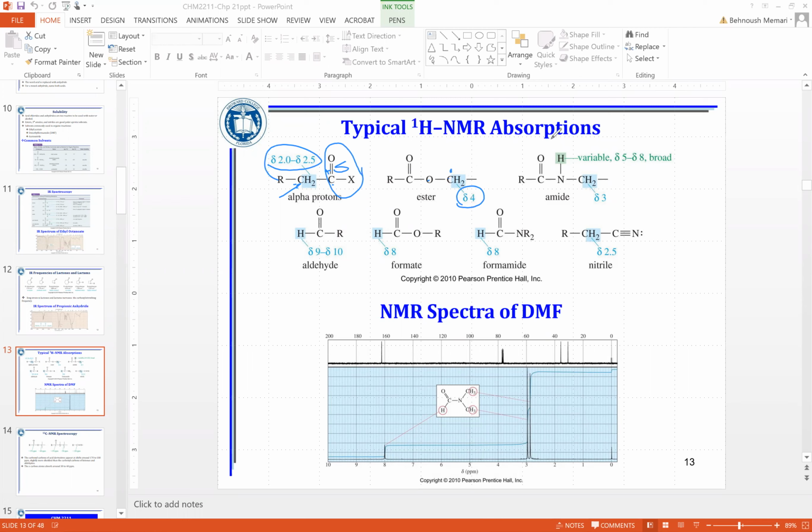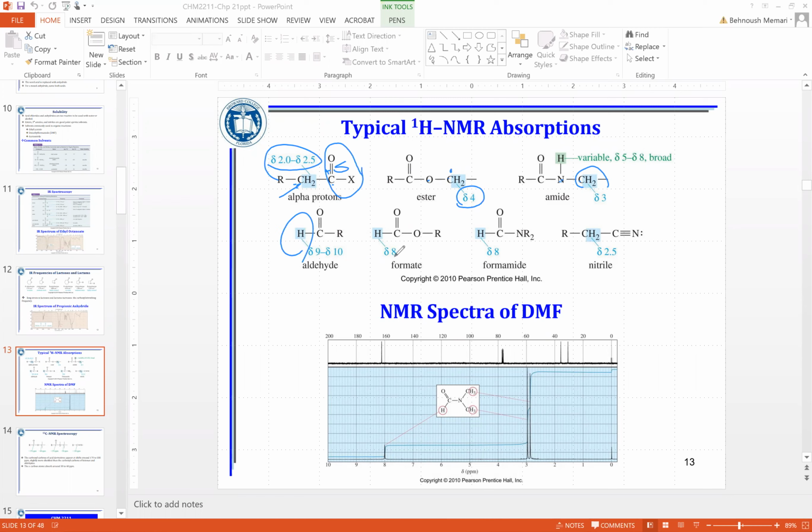And then for amide, the NH bond, just like amines, can vary. But it's at a higher number, because for amines the NH is going to be anywhere between 3 and 7, but for amide the NH is going to be between 5 and 8, slightly higher than amines. And the CH2, or the hydrogen adjacent to nitrogen, this nitrogen is acting as an electron withdrawing group, so it is going to increase also. We already know about aldehyde.